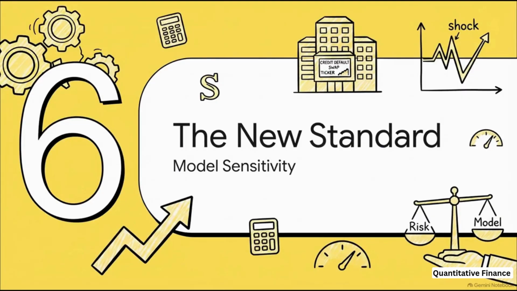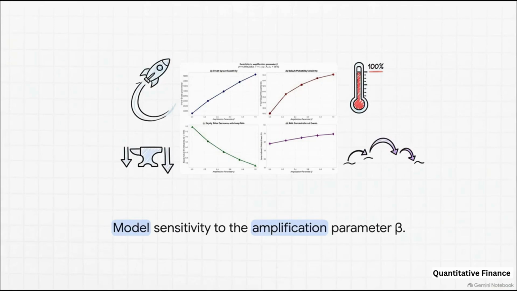And finally, part 6, the new standard. Let's look at exactly how sensitive this entire system is to our market sentiment multiplier, because this really establishes a completely new standard for credit risk. Here we see a chain reaction across 4 vital risk metrics. Across all 4 charts, the x-axis tracks that bad news amplification parameter, beta, from 0 to 1. In panel A, looking at the y-axis measuring basis points, as beta rises, the credit spread just skyrockets in a convex curve from around 31,000 to over 46,000 basis points.